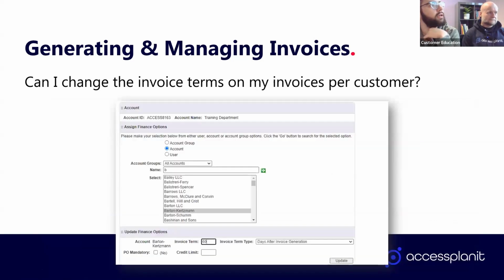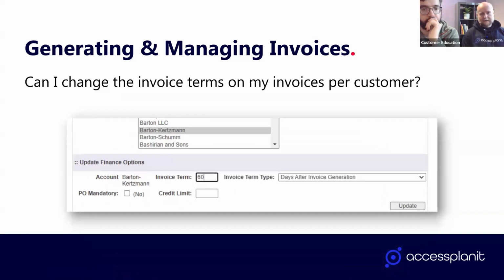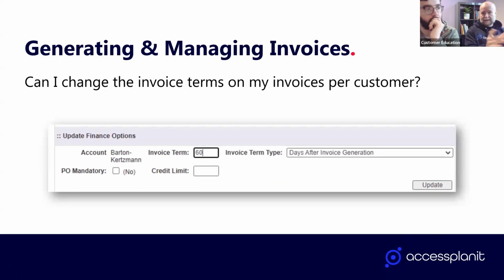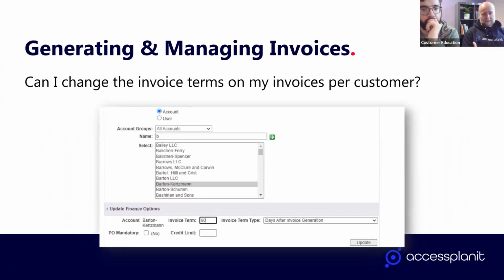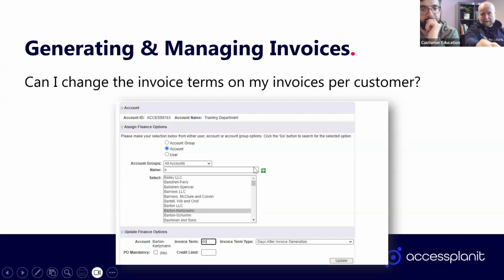Moving on, can I change the invoice terms on my invoices per customer? Yeah, this is something that super admins can do. If you go to administration options, account finance options, and the options tab along the top, search for the customer and select them. It's a little bit tucked away. I find that if you hit the little green arrow, it then populates, so it looks blank to begin with. Again, it's only for super admins, but when you first hit that green arrow, it populates the list below it. So it is quite buried, but yeah, it's absolutely doable.